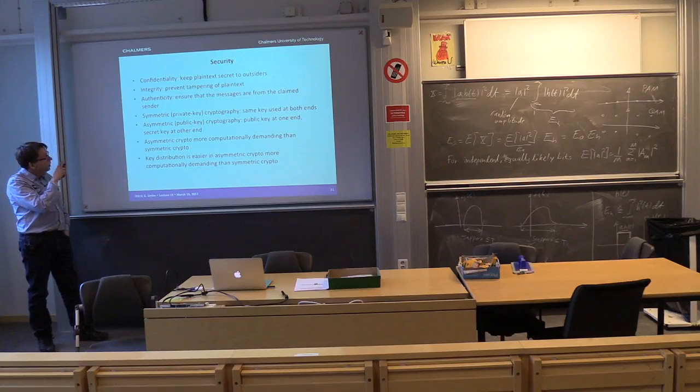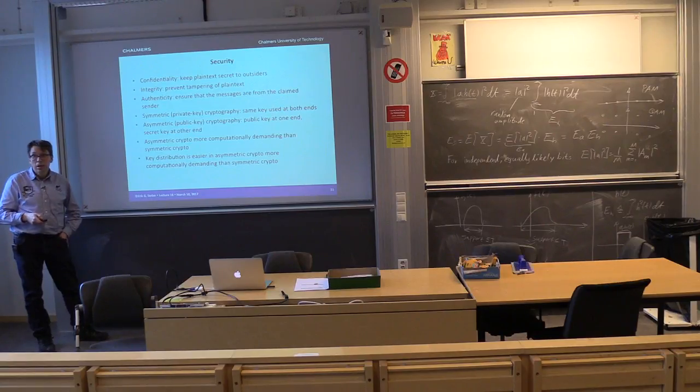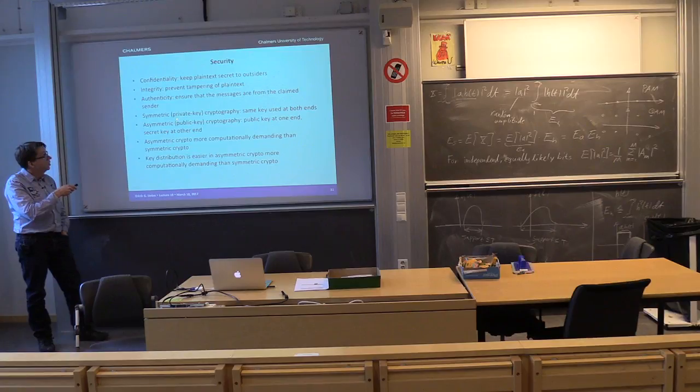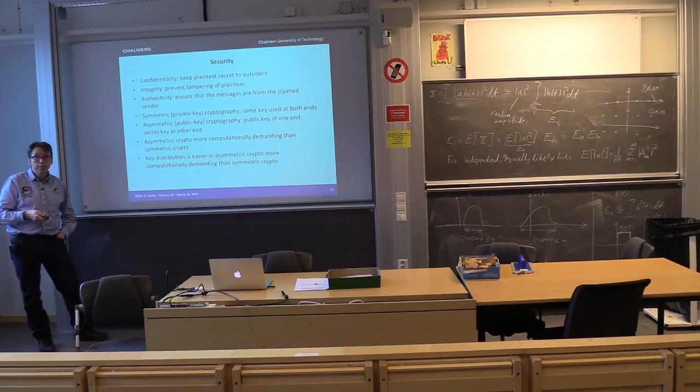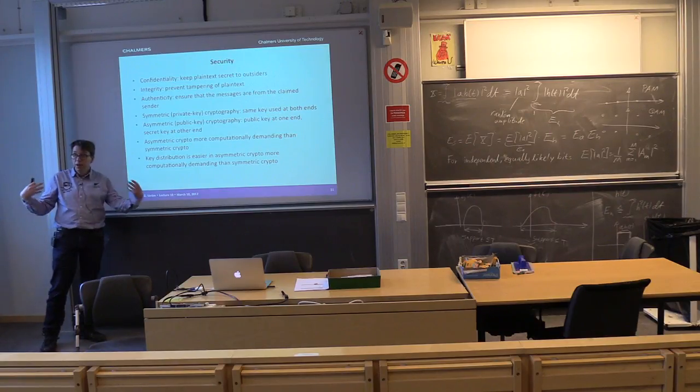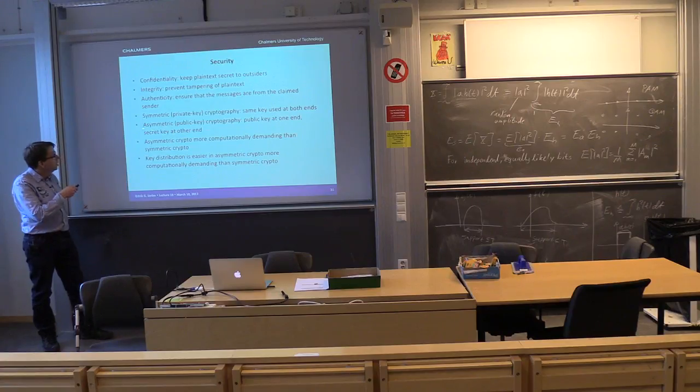These things can be done using cryptographic methods. There are two families. Symmetric ones, or private key cryptography, means that the same key is used at both ends. Alice and Bob have a shared key, the same key. Asymmetric is public key cryptography.